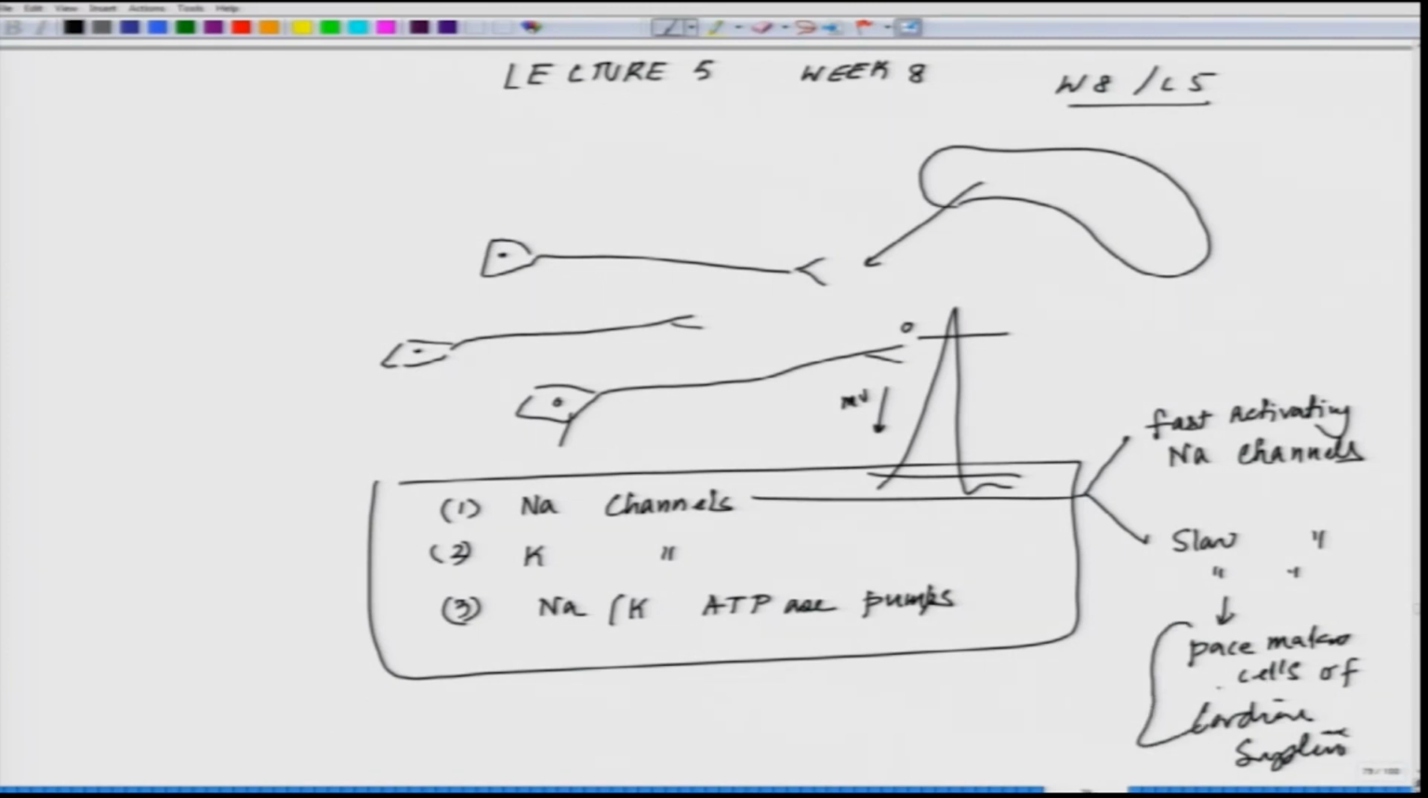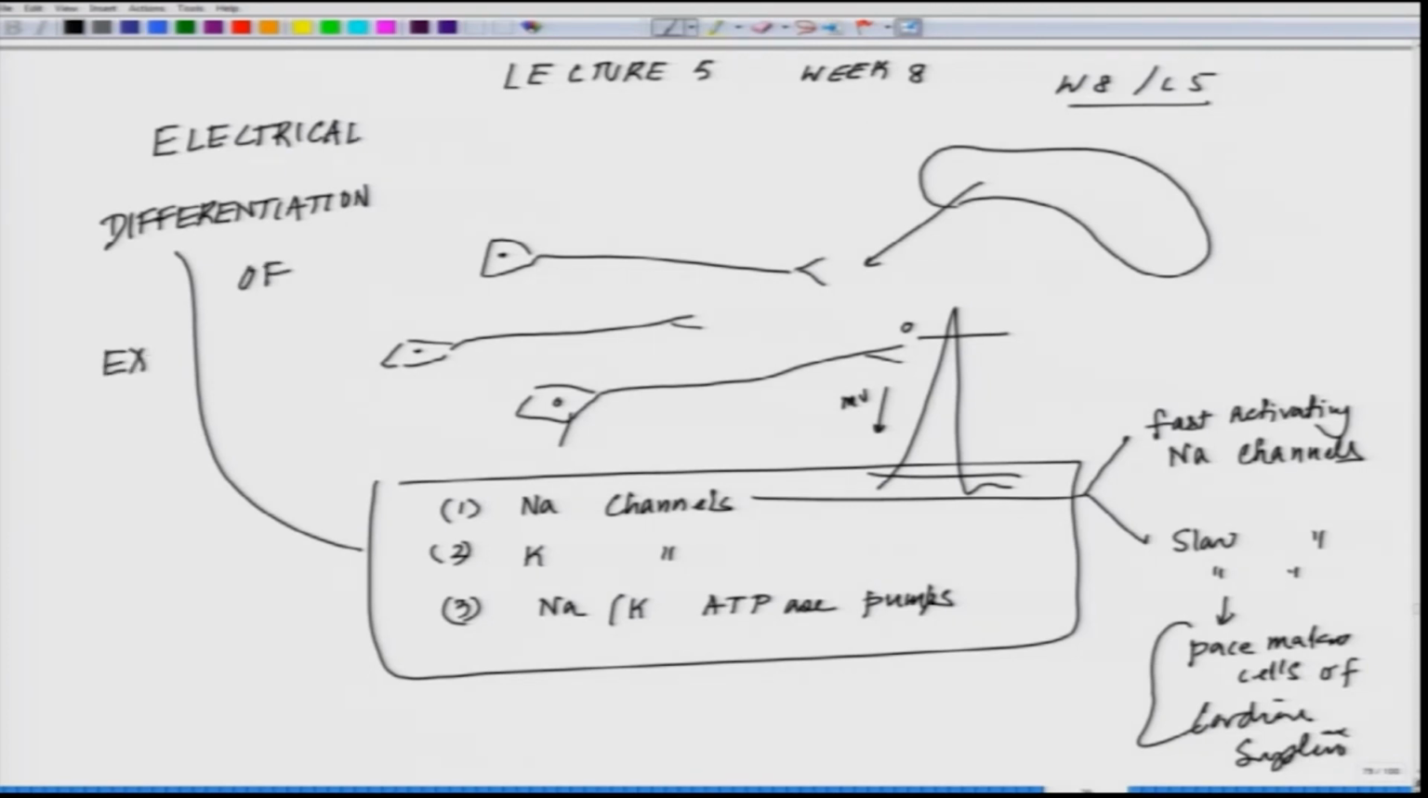So, all these things fall under differentiation. In other words, you can term it as electrical differentiation of neurons in a culture, or of any other excitable cells in a culture dish.